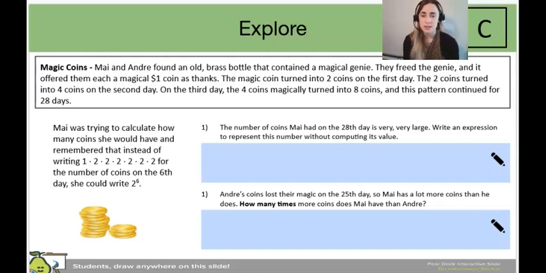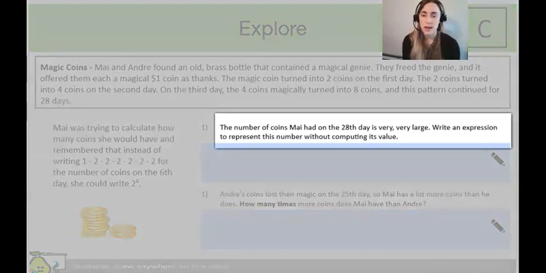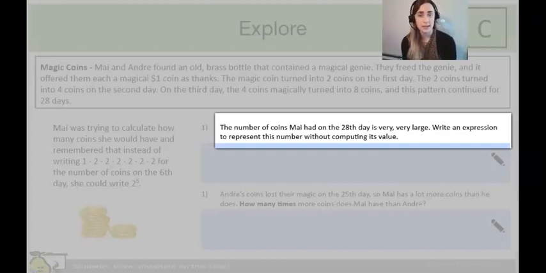So we have two questions on slide C. The first question says, the number of coins Mai had on the 28th day is very, very large. Write an expression to represent this number without computing its value. So think about the examples from our warm-up and the example on the first slide when we talked about 8 to the third power. You can go back to the beginning to look at it again and think, how could we apply that idea to write an expression to represent this situation?